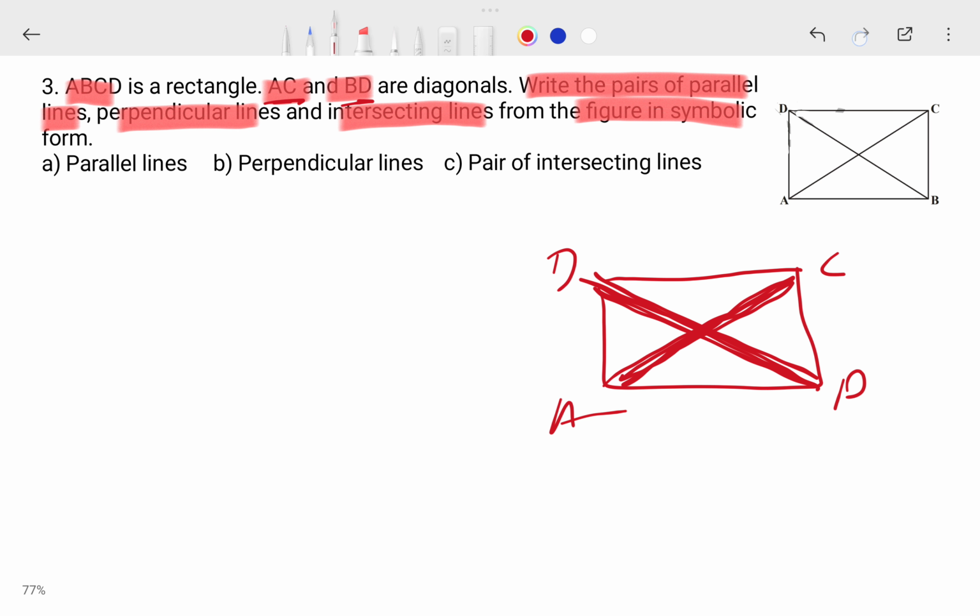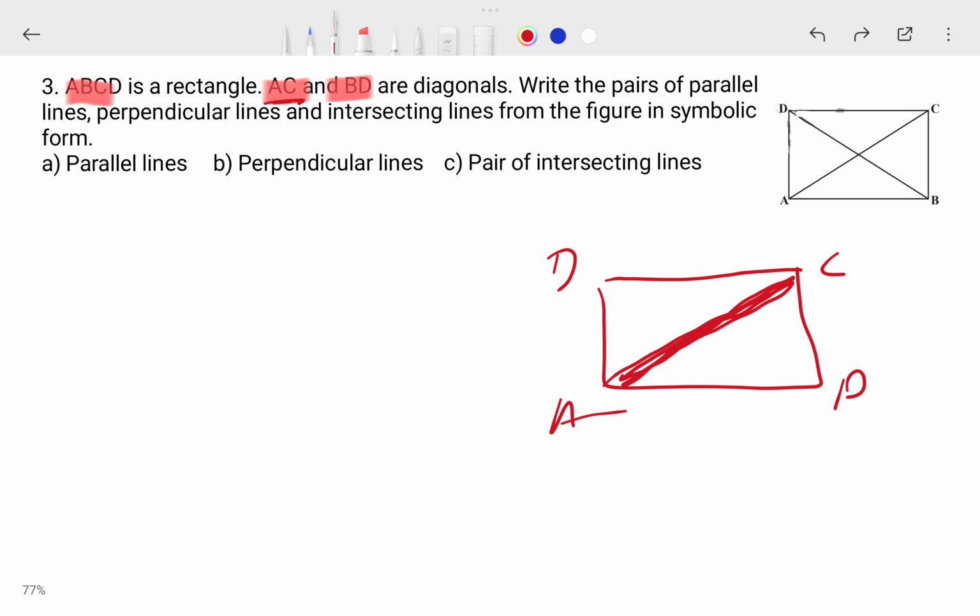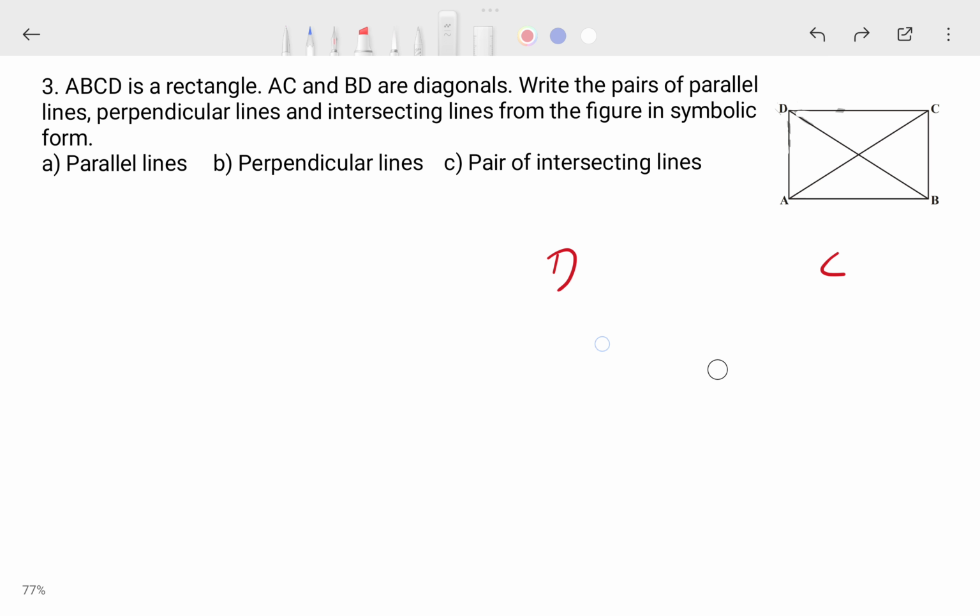So wait a minute. Let me erase all this. Now after erasing all this, let's talk about the first question. So the first question is parallel lines. In this one you have to find parallel lines.